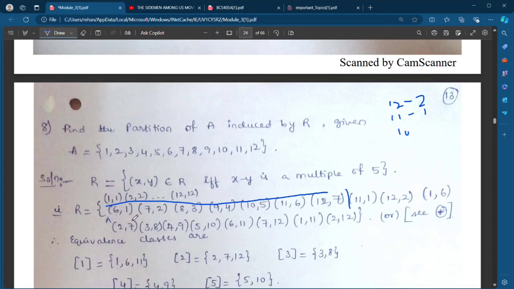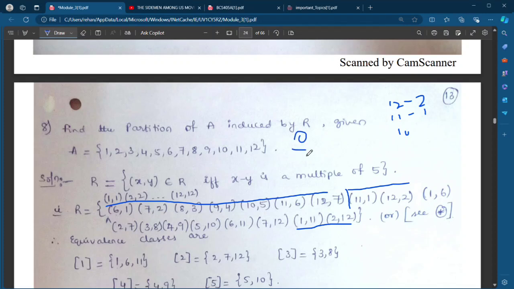the reverse. 1 comma 6, 2 comma 7, 3 comma 8, 4 comma 9, 5 comma 10, 6 comma 11, 7 comma 12. Then again I'll write the reverse of these: 11 comma 6, 12 comma 7, then 6 comma 1, 7 comma 2. Here I can also take all the reflexive terms 1 1, 2 2, 3 3, 4 4. Why? Because all those will give us 0.